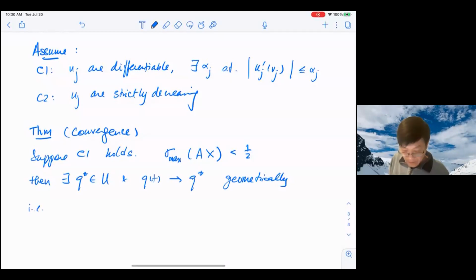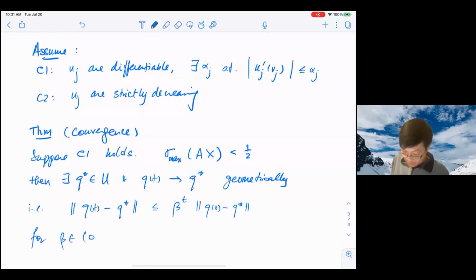That is, if you look at the distance of the Q_t vector, this is less than some beta to the power t of the initial distance, for some beta between 0 and 1.